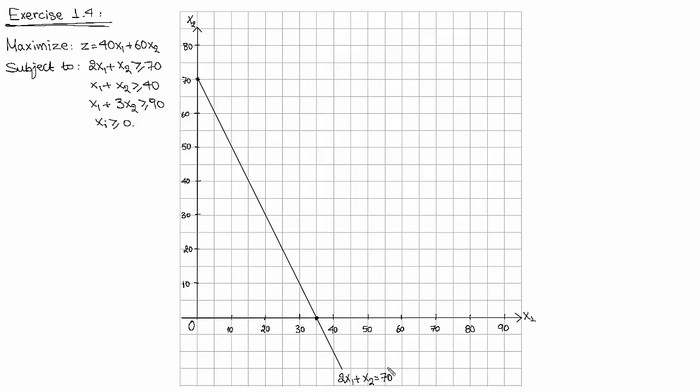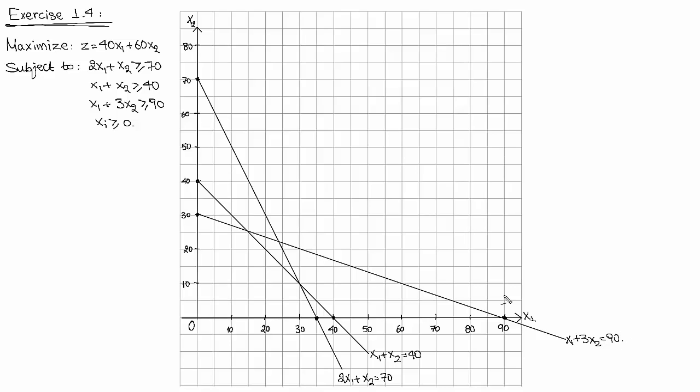Now for the second one, when x1 is 0, x2 is 40, and when x2 is 0, x1 is 40. So we're going to have the straight line from 40 down to 40, and this will be x1 plus x2 equals 40. And now the last one, when x1 is 0, x2 is 30, and when x2 is 0, x1 is 90. So we have the straight line from 30 to 90, and this is x1 plus 3x2 equals 90.